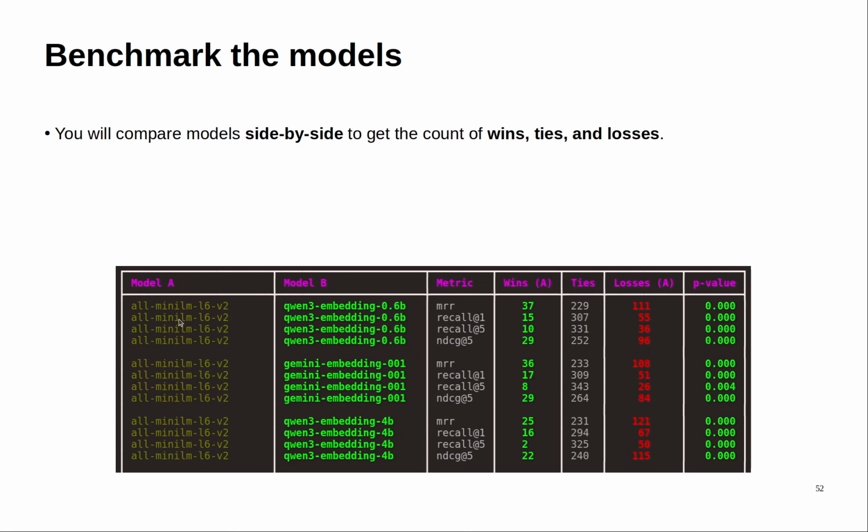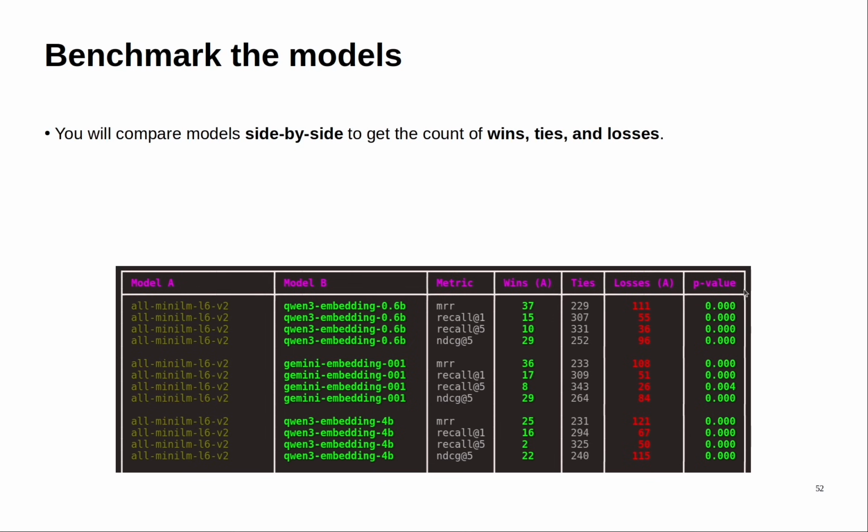And here, for example, you can see that we are comparing the all-mini LM model to, in this case, the smallest Qwen model. After that, against Gemini, the medium Qwen model, etc. And we will keep comparing the models pair by pair. And here you can see that all-mini LM was able to win against the smallest Qwen embedding model 37 times, but it lost 111 times. So it means that the Qwen model is stronger than the all-mini LM model. So this is something that you can also use in order to compare the models without looking at the scores.